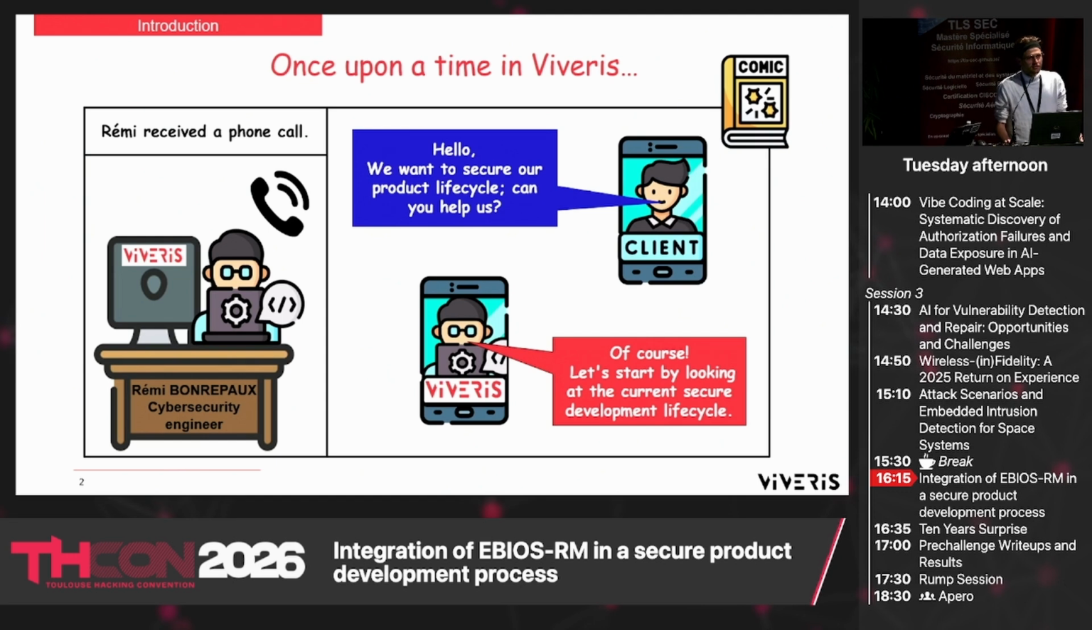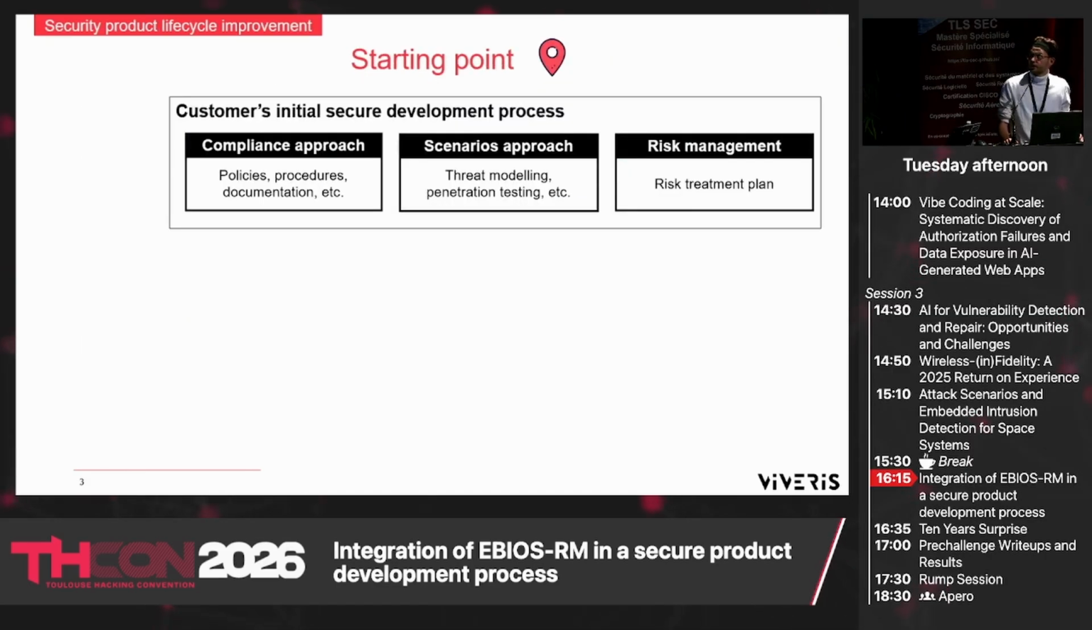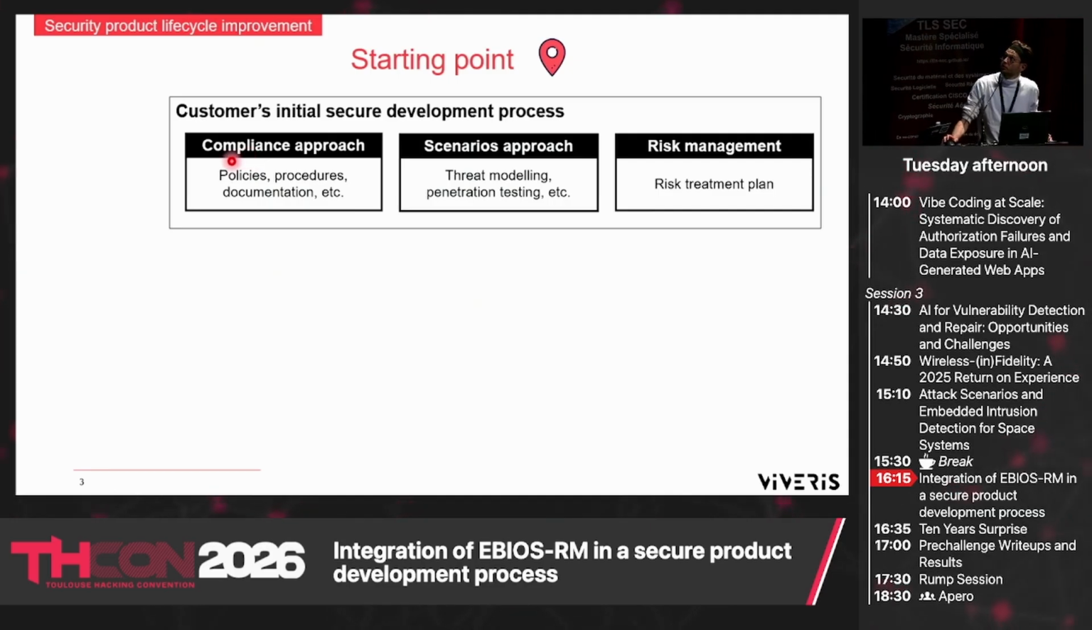They already have some process in place to develop the product, to deliver it, etc., but they want to improve it. And of course, we accepted the challenge. So let's see the initial secure development process. So first, there was a compliance approach. That means defining policies, procedures, documentation, etc.